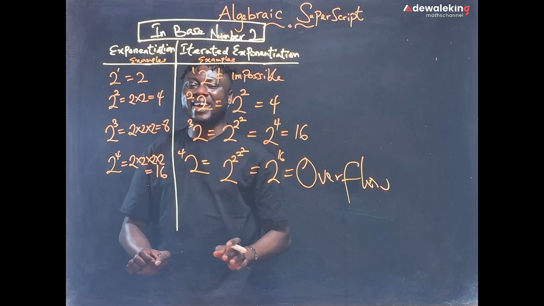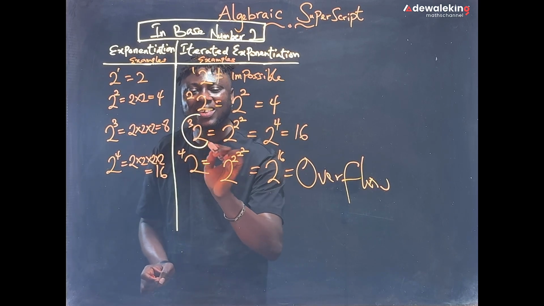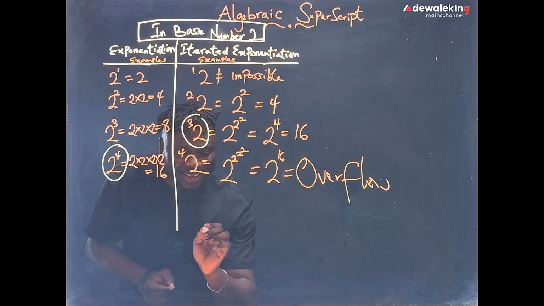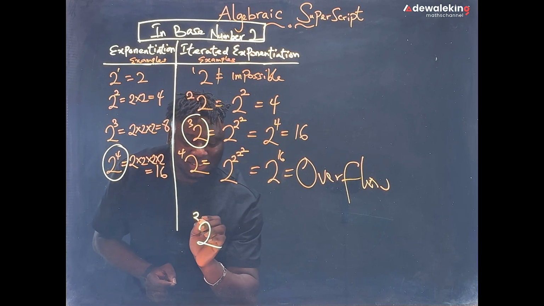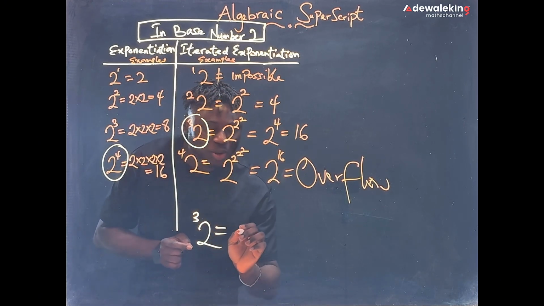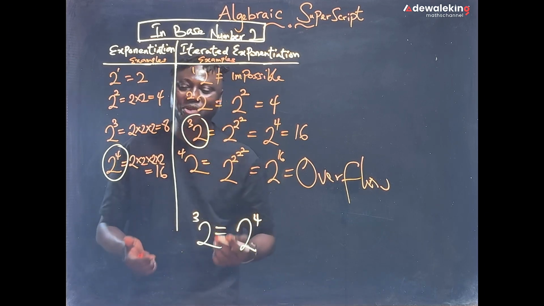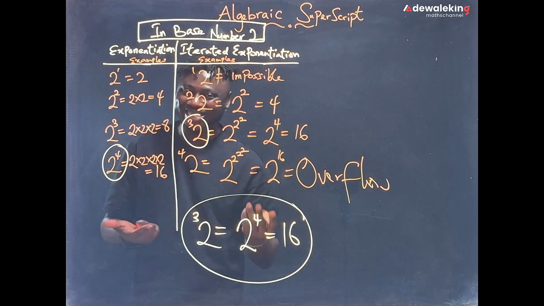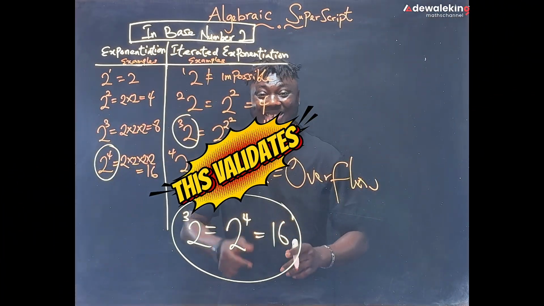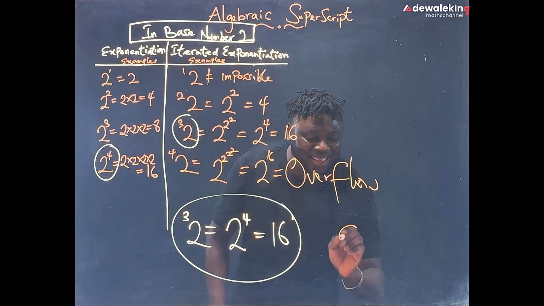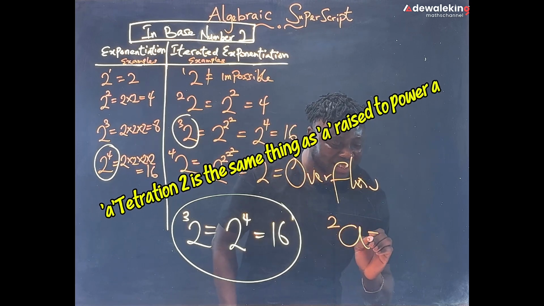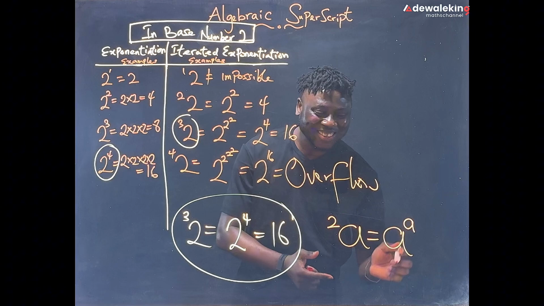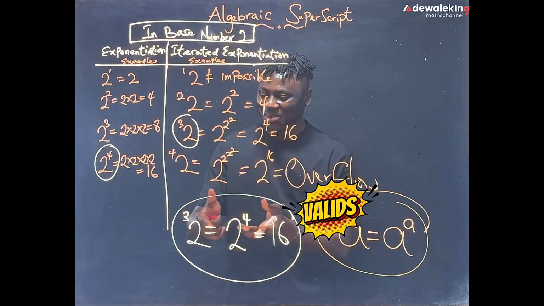The interesting thing here is this is the same thing as this. So we can easily say 2 tetration 3 is equal to 2 raised to power 4. They are the same because this will give you 16. And this validates the example that we said, that a tetration 2 is the same thing as a raised to power a. As you can see, this is valid with this.